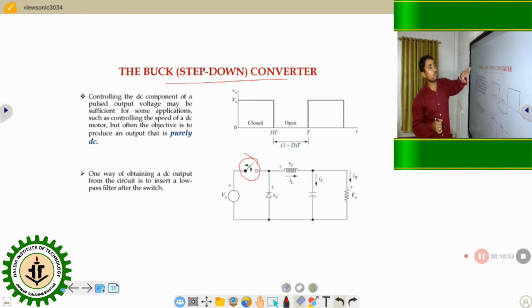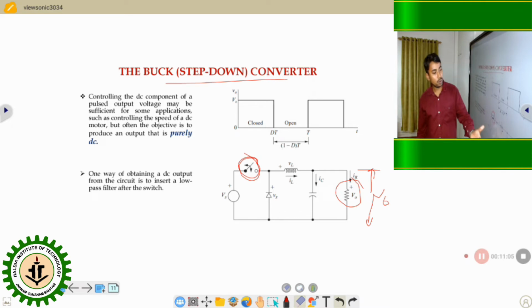So here we use one switch, and this is the output voltage across the load, V0. But if we use only the switch, the output voltage we get is like a pulsating DC, not a constant DC.